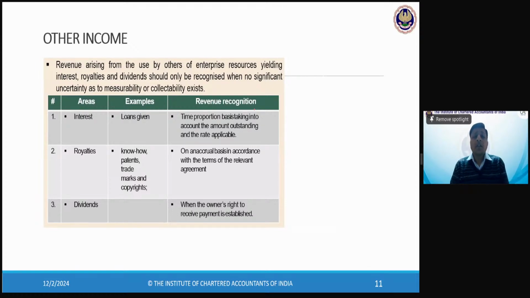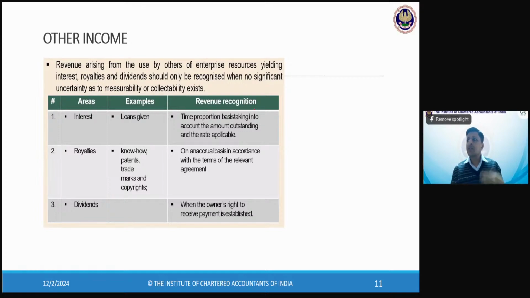Now, there are three more types of income which the standard talks about. One is interest income. Standard says you'll recognize it on the basis of time, meaning in proportion to time. So say for example, a company has given a loan on 1st of March for 3 years. From 1st of March up to 31st March, during this financial year, the proportionate period that you have is 1 month. For this 1 month, income is required to be recognized.